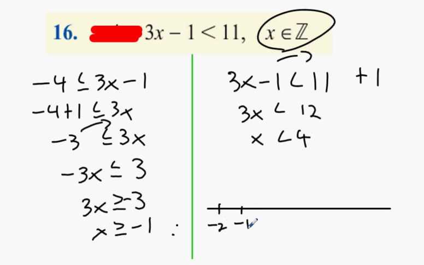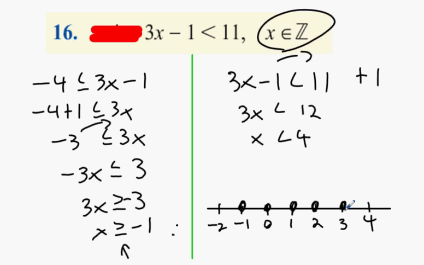Minus 2, minus 1, 0, 1, 2, 3, 4. Everybody ready for this? Yeah. Is minus 1 included? Yeah. Oh yeah. Equal sign means yes. Is 0 included? Yeah. 1, yes. 2, yes. 3, yes. Is 4 included? No. Hollow. Not hollow, because it's x element Z, so you just don't even bother putting it in. So the answer is all the numbers that are bigger than or equal to minus 1 but are smaller than 4: minus 1, 0, 1, 2 and 3.